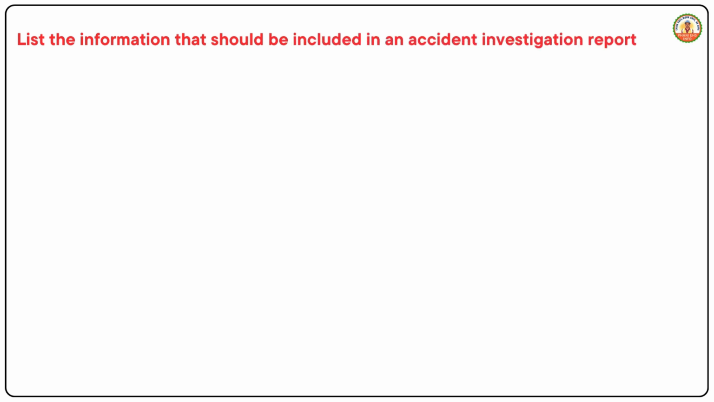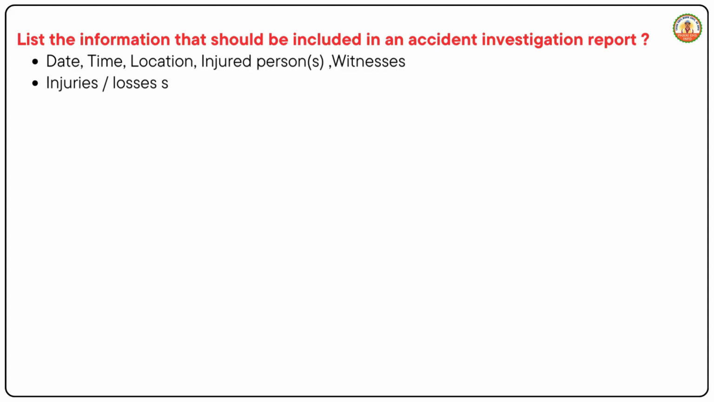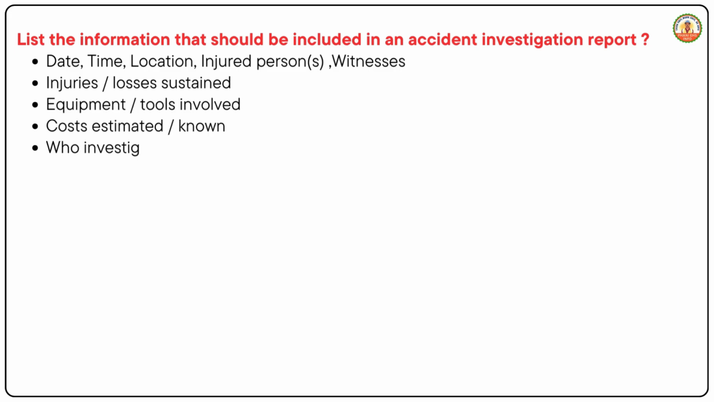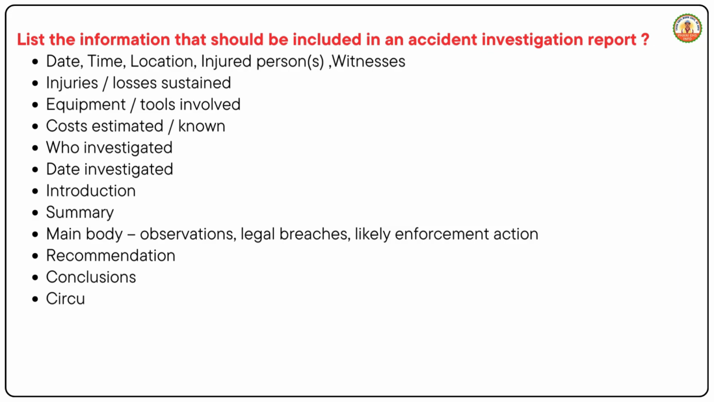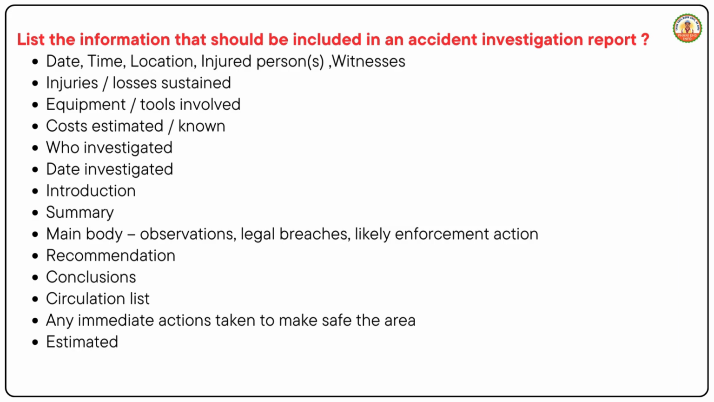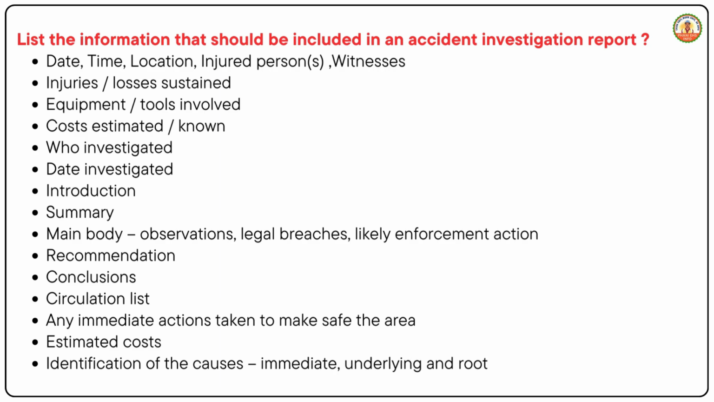List the information that should be included in an accident investigation report: date, time, location, injured persons, witnesses, injuries, losses sustained, equipment, tools involved, costs estimated known, who investigated, date investigated, introduction, summary, main body observations, legal breaches, likely enforcement action, recommendation, conclusions, circulation list, any immediate actions taken to make safe the area, estimated costs, identification of the causes, immediate, underlying and root.